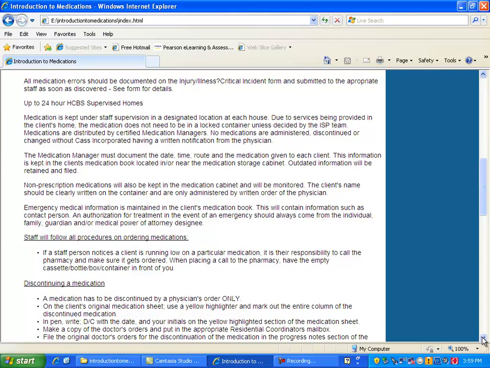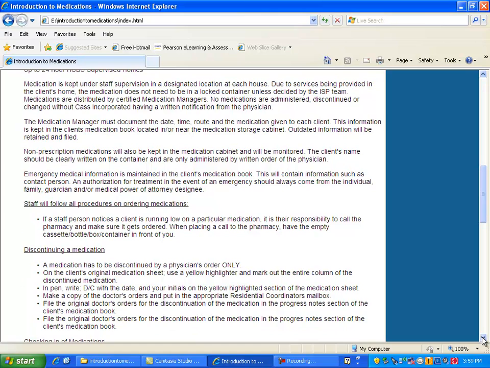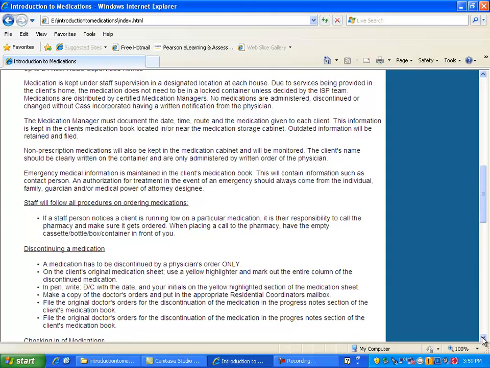Staff will follow these procedures for ordering medications. If a staff member notices a client is running low on a particular medication, it is their responsibility to call the pharmacy and make sure it gets ordered. When placing a call to the pharmacy, have the empty cassette or box or container in front of you so you can appropriately order the new medication.